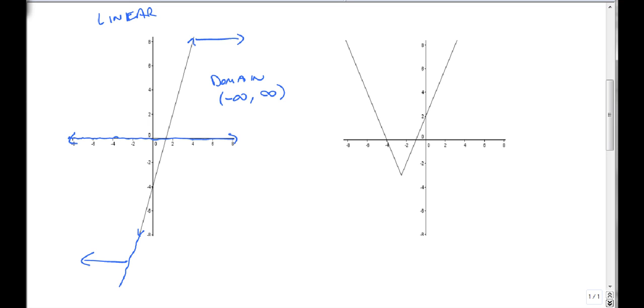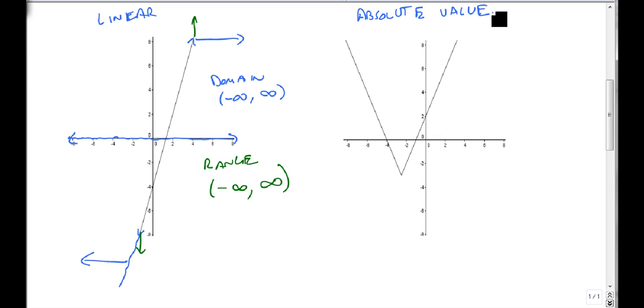Our range, on the other hand, is an up-down thing. Notice that this continues to still be going up, this continues to still be going down. When we go down for our range, the lowest value I can see is minus infinity because it keeps going and going and going. But our highest value keeps going up to infinity. And again, for a linear equation, unless it has a zero slope, it will also have a minus infinity to infinity range.